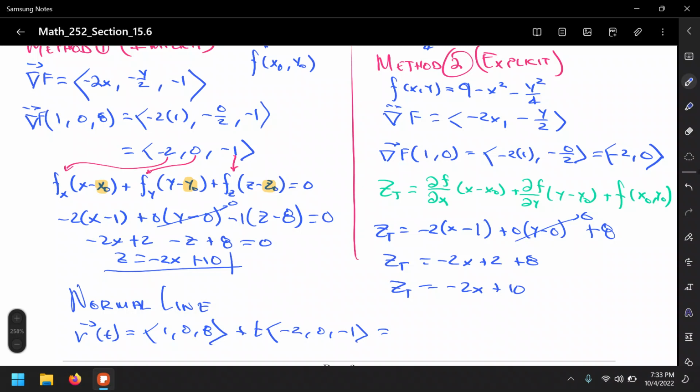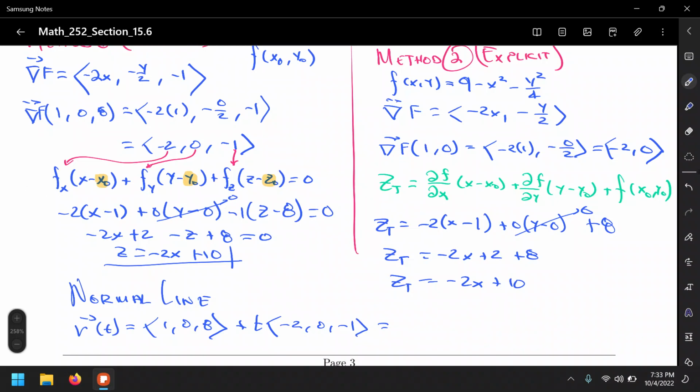And again, let me write this as a linear combination of the unit vectors i, j, and k. So this will be 1 minus 2t in the direction of i, plus 0 minus 0t, well, that's just 0j, let me write down the 0j, plus 8 minus t in the direction of k. Depending on which notation you get asked for on the homework, but on the exam, I will be just looking for this component form. That's enough. All right, so let's see what's next.